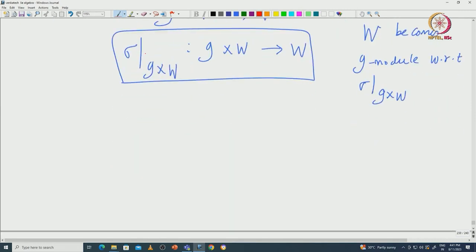Okay. So here is another definition, what is called an irreducible module.